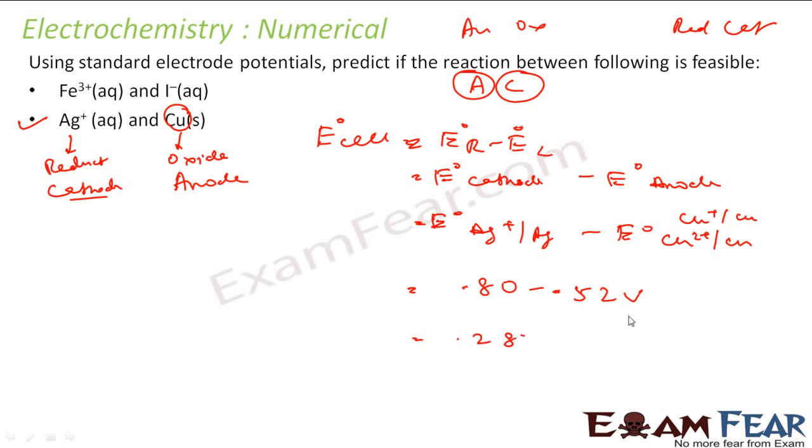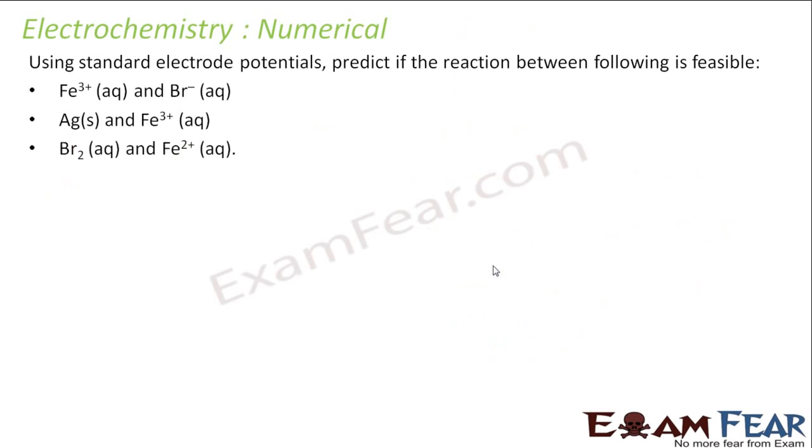Even if you take the other one, instead of 0.52, it is 0.34 volt. So in both the cases, 0.8 minus 0.52 or 0.8 minus 0.34, you get a value which is greater than 0. Thus I can say that yes, this reaction is possible. There is a confusion here, but in both the cases I get a positive value of the E0 cell. So in the similar format, you can do all these questions.